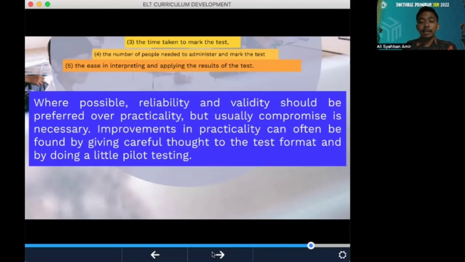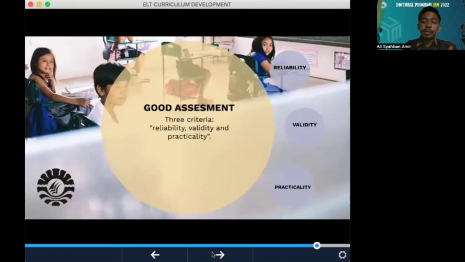So if we want to know that the test is practical, we have to test the test. Make a pilot testing, always trying. All of the five indicators that I have explained just now can be measured well and managed well. So to reach a good assessment, we have to focus on these three basic criteria: the reliability, the validity, and practicality.